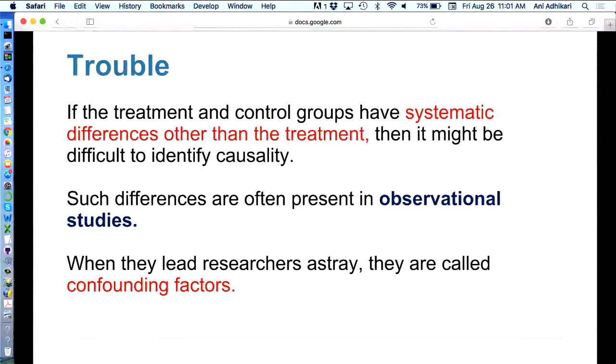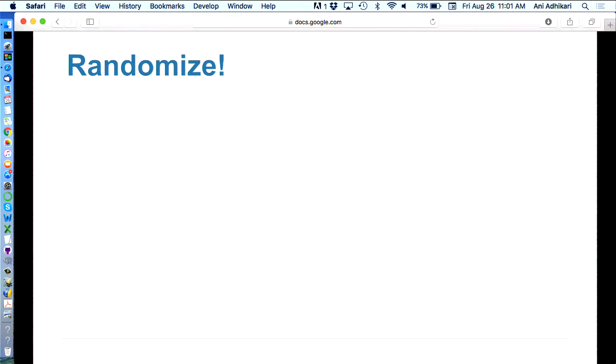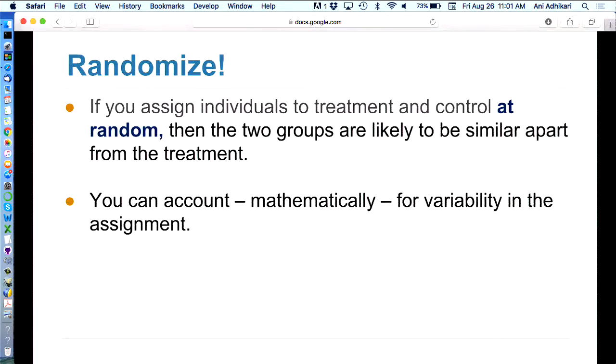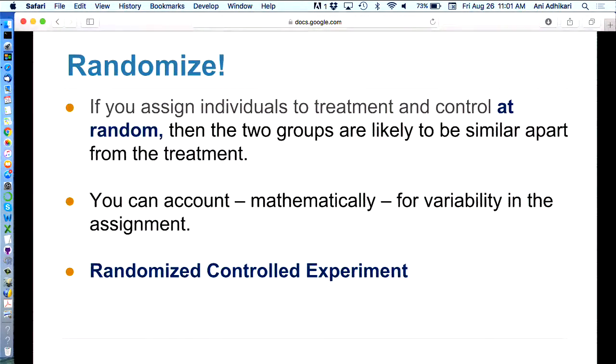Okay? So what should you do? You should try to do an experiment if you can. You can't always. You should randomize. And randomization is going to keep the two groups as similar as possible apart from the treatment. And then you can work with this. And we're going to be looking at randomized controlled experiments quite a lot in this class.